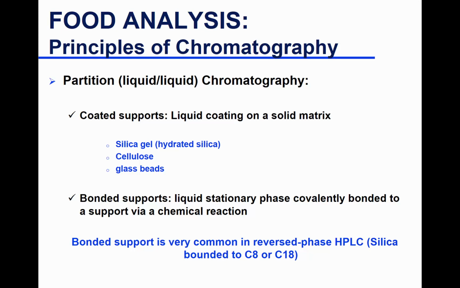Common bonded supports are hydrocarbons. We talked about them last time. C8, C18, C30. And the longer the hydrocarbon is, the more hydrophobic you're making your stationary phase. So then the choice of using C8, C18, or C30 depends on the compounds you're using. You want to separate how hydrophobic these compounds are. You go with longer or shorter hydrocarbon.